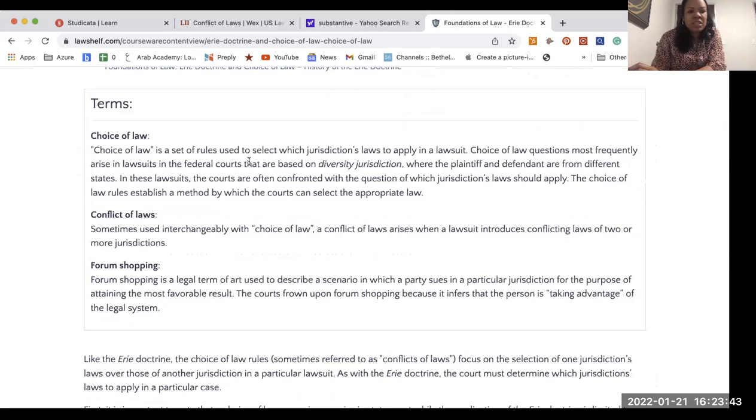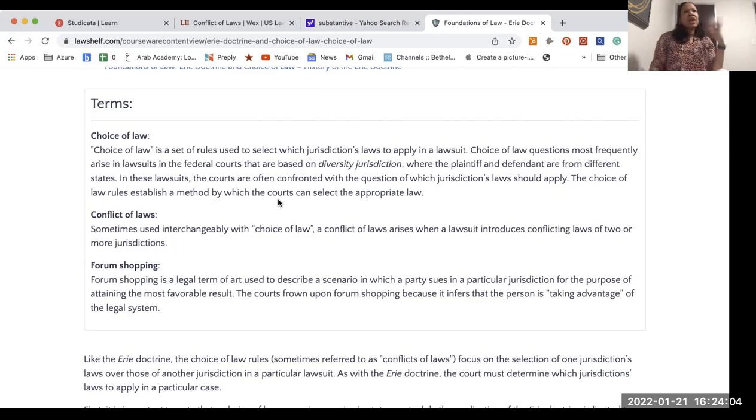Choice of law is a set of rules used to select which jurisdiction's laws apply in a lawsuit. Choice of law questions most frequently arise in lawsuits in the federal courts that are based on diversity jurisdiction, where the plaintiff and defendant are from different states. In these lawsuits, the courts are confronted with the question of which jurisdiction's law should apply. The choice of law rules establish a method by which the courts can select the appropriate law.